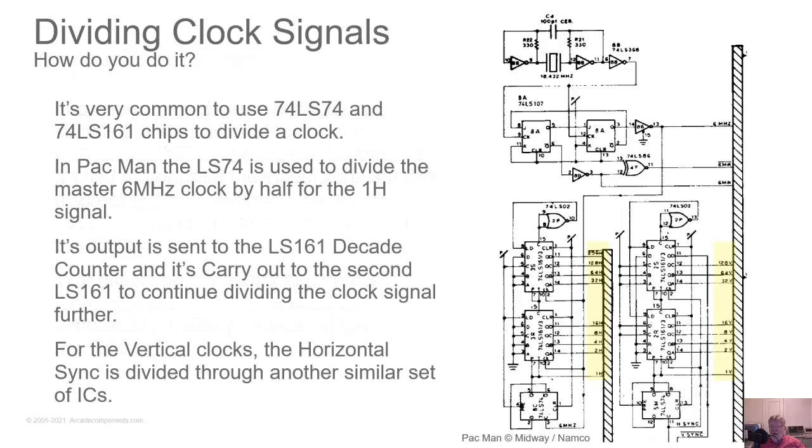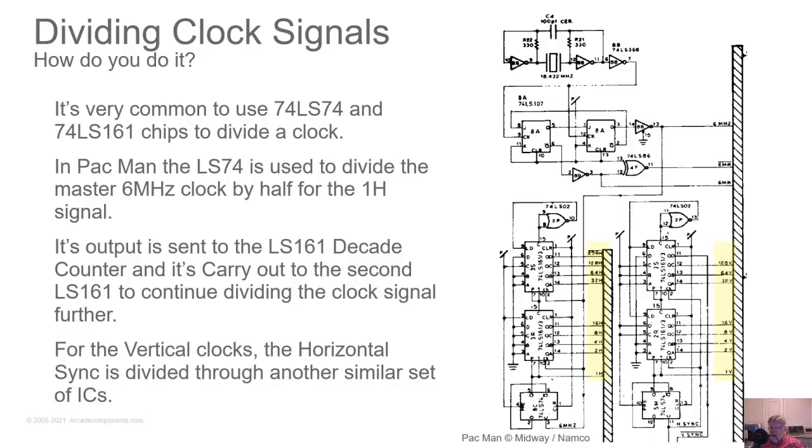And they use the 74LS74 and the 74LS161 chips to divide the clock. These are very common. You'll find these in a lot of arcade game boards. You'll find them in Centipede and a variety of others, because they do a great job at dividing the clocks. Now, in Pac-Man, they're going to use that LS74 first. And you can see that at the bottom left of the graphic. This is just a capture of the schematic itself from Midway/Namco.